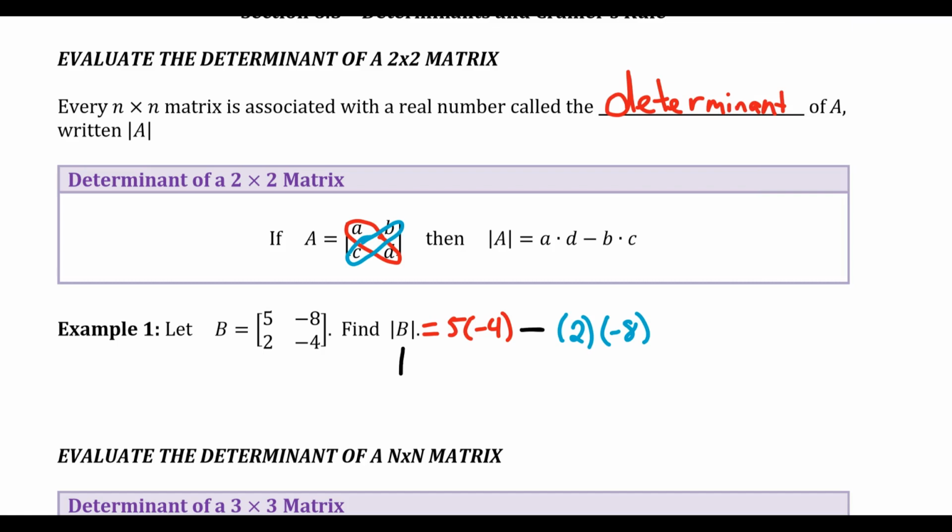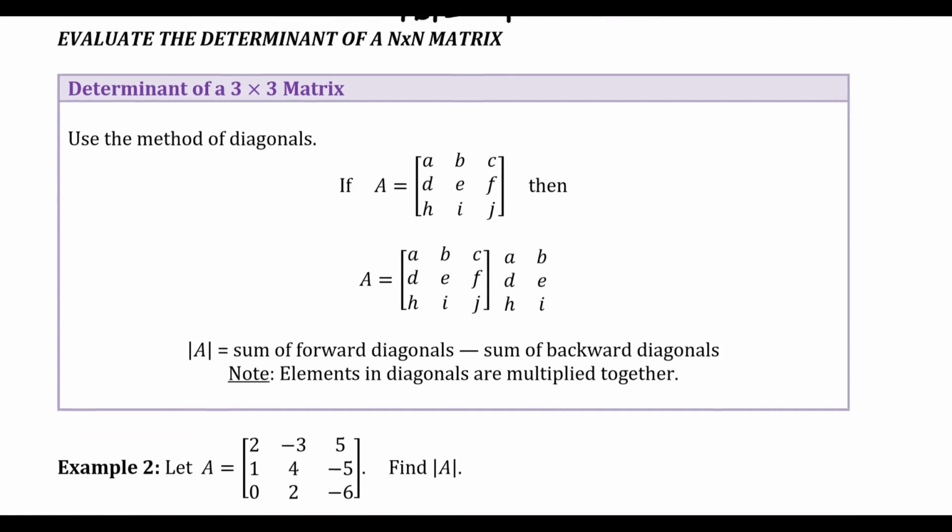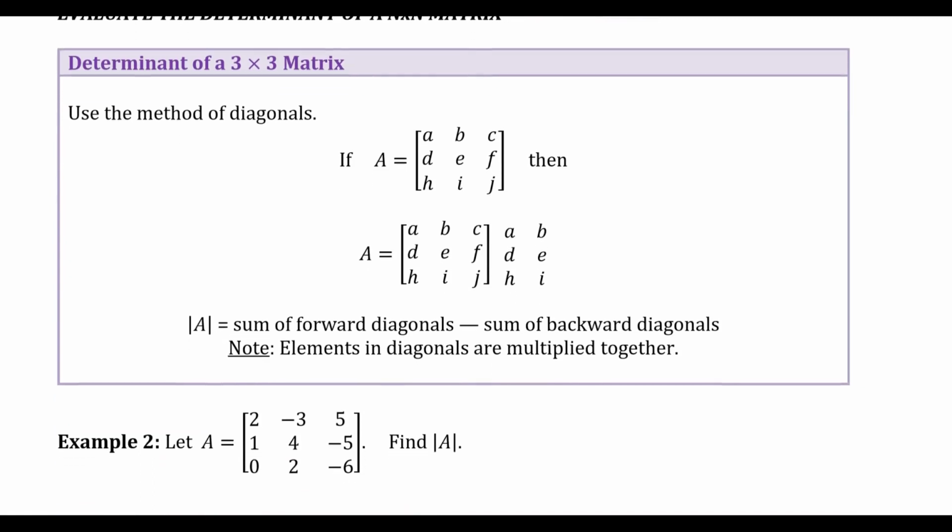So now I have the determinant of B is equal to -20 minus -16. Remember, two negatives make a positive. So the determinant of B is equal to -20 plus 16, so the determinant of B is equal to -4. Now this is a 2 by 2. When we get into the 3 by 3s, it's a little bit more difficult because we have more numbers here.